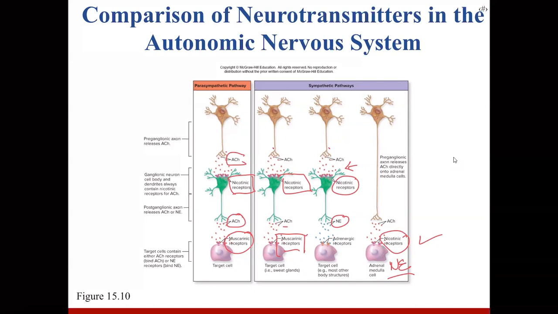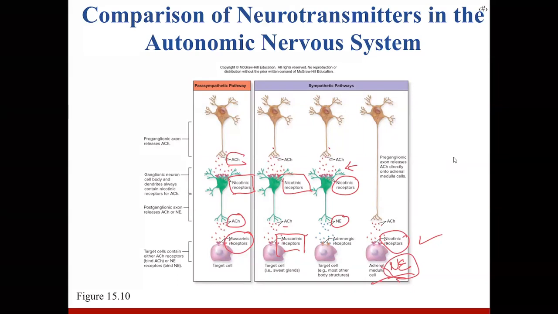So parasympathetic, both of them are going to release acetylcholine. Then sympathetic, acetylcholine, acetylcholine, acetylcholine. And then down here we have acetylcholine, norepinephrine, and then acetylcholine. Well, that's the same one. And this is going to the adrenal medulla, but that's going to cause this to release norepinephrine and epinephrine.